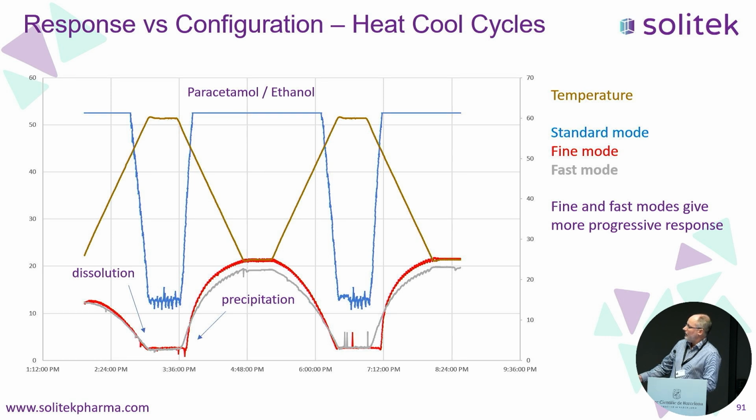And what happens is our reflectance gives a profile like this. Initially we have high reflectance because we have a suspension. That drops to a low level when we have solution, and then when we have precipitation again, we regain the reflectance signal. And with these tools, we can have different modes. The standard mode is shown in blue here. That's a very binary mode saying yes, no, we have particles or not. But then there are other modes, fine mode and fast mode. And these are very interesting because they give a more progressive response. And in fact, the response here is related to the crystal surface area.